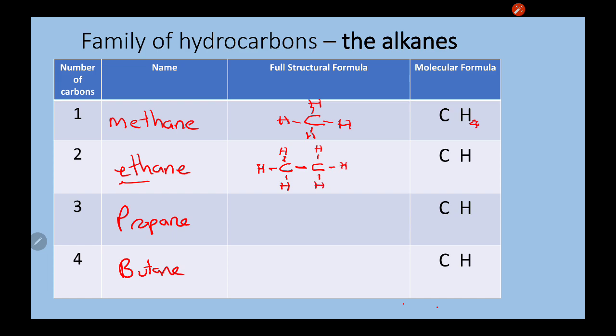Now you'll see that we've met our rules. Each carbon has 4 bonds, 1, 2, 3, 4, and each hydrogen only has 1 bond. Now let's look at the molecular formula. How many carbons do we have now? Well, we have 1, 2, so we can put a small 2 down the bottom. And how many hydrogens? Well, let's count them. 1, 2, 3, 4, 5, 6. So we put a small 6 down the bottom here.